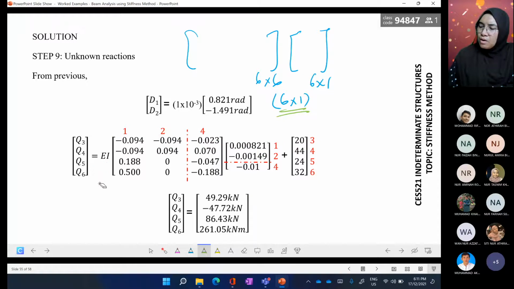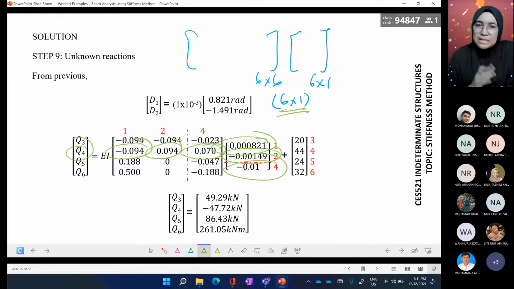Okay, we do the same for Q4. If you want to calculate Q4, it is negative 0.094 multiplied by position 1 with 1, plus position 2 with 2 here, then plus position 4 with 4 here. This is mathematics, multiplication in matrix. So we get plus 44, we get negative 47.72.